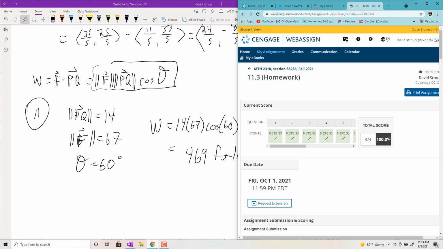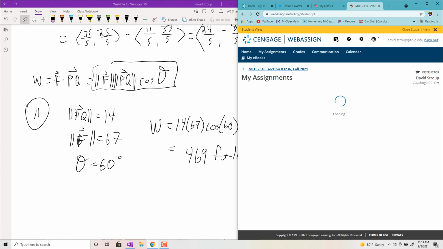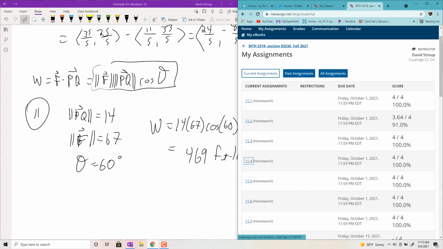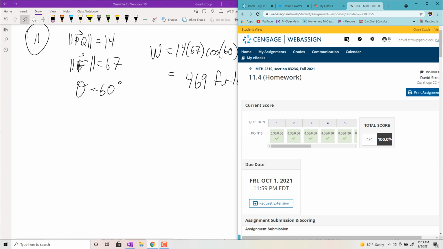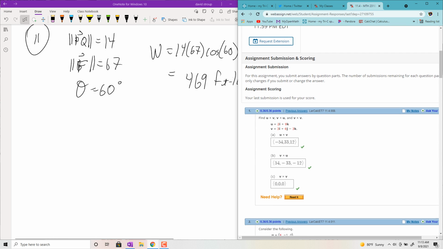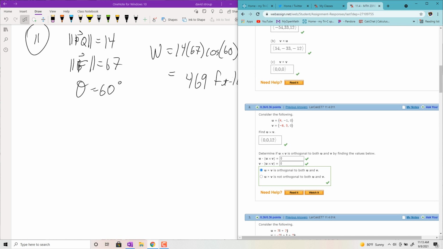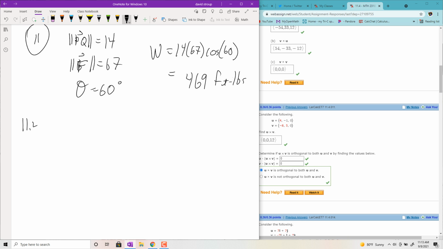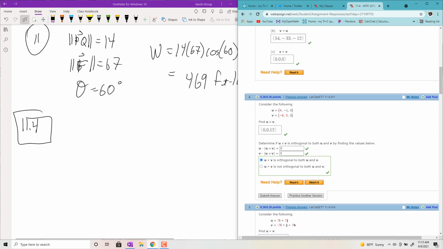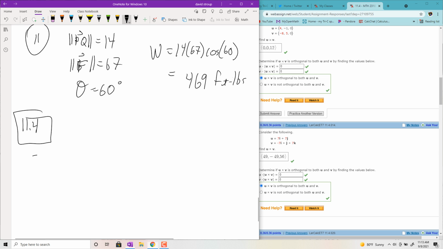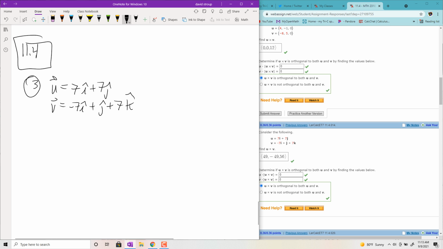Okay, let's go on to 11.4. So 11.4 gives us our second type of multiplication for vectors, the cross product, which ends in a vector, the vector which is orthogonal to the original vectors. So the typical problem in 11.4 would be something like number 3. U is given as 7i plus 7j. V is given as negative 7i plus j plus 7k. Okay, so find U cross V.